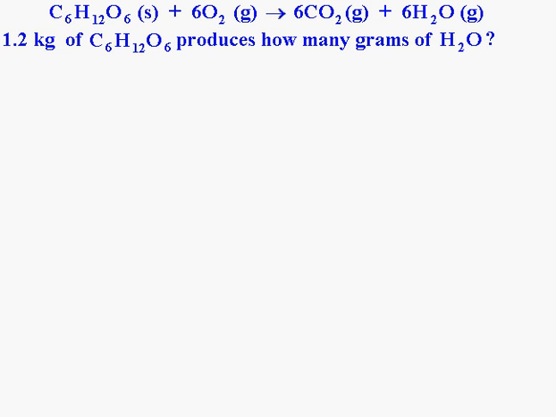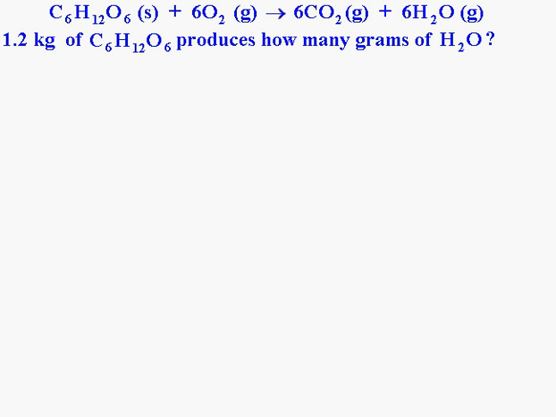In this example, we're dealing with the combustion of glucose that takes place in the body. And the question is, if we start with 1.2 kilograms of glucose and burn it all, how many grams of water are produced? Well, this is a stoichiometry problem. You know it's stoichiometry because you're being asked to relate mass of one substance to mass of another substance.